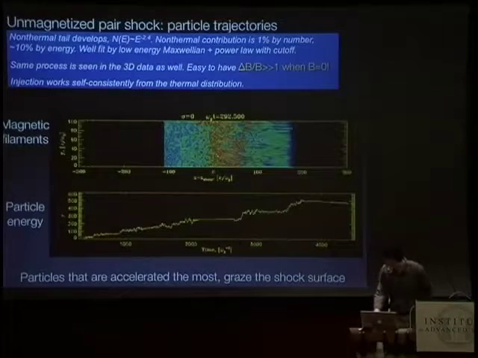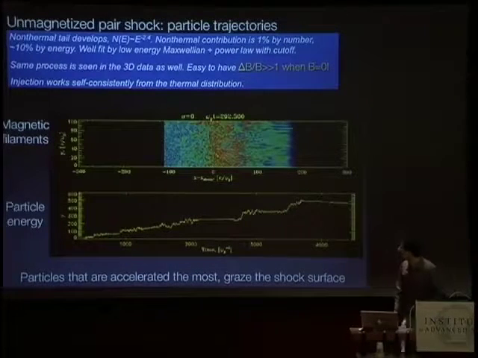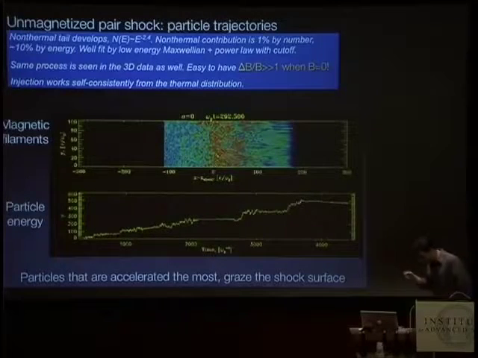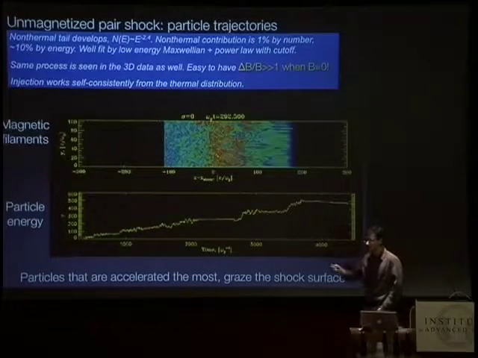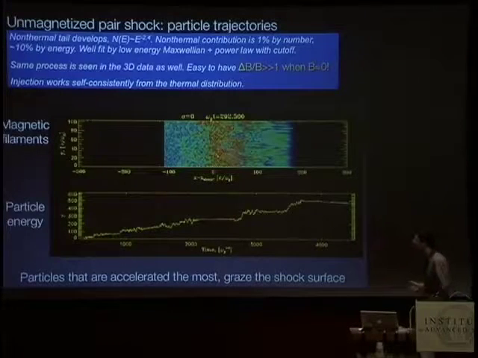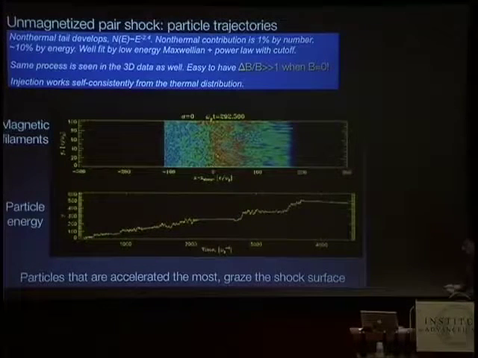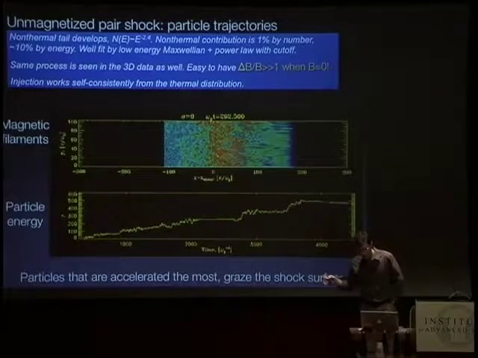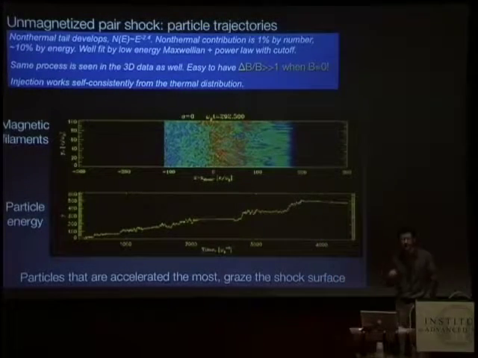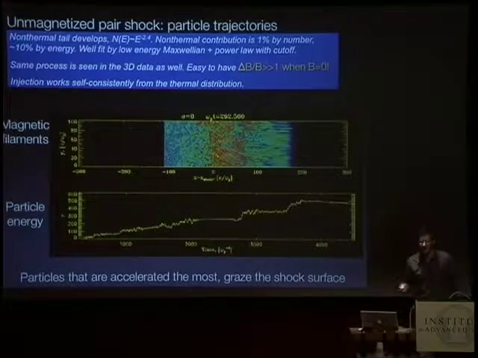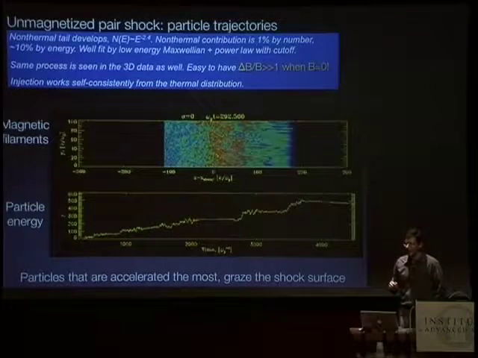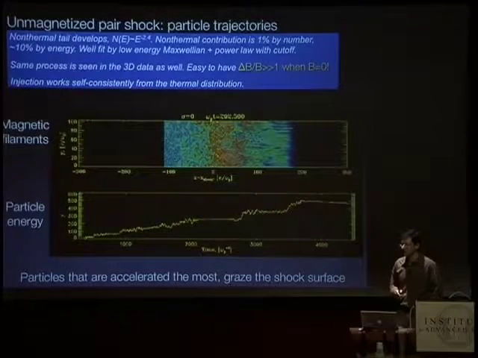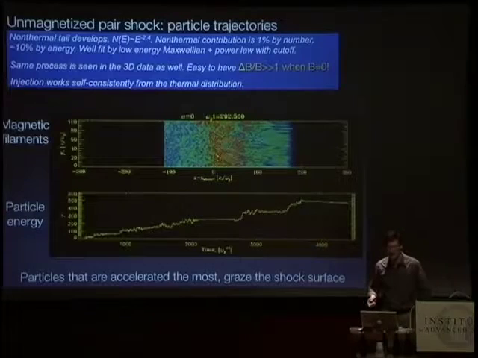So here is an example of an accelerated particle. What I'm going to show you is a trajectory of a particle that reached one of the highest energies in the simulation. The simulation has, let's say, 5 billion particles. Initially, you don't know which one of them will get accelerated, right? So somehow you need to select that one lucky particle and plot its trajectory. You can't plot the trajectories of all 5 billion particles.